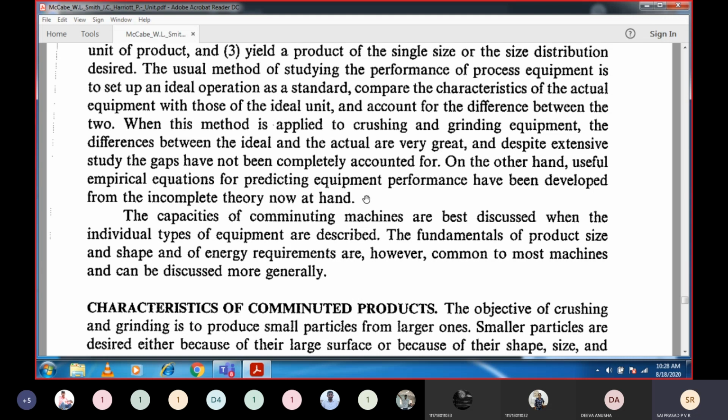What are the empirical studies? Empirical equations are those equations which are deduced by conducting experiments, and based on the graph we frame the equation, y = mx + c. We know it is a straight line. So the first step is to plot a graph, and based on this graph you frame equations, and those equations obtained from experimental studies are called empirical equations. In my subject there are three empirical equations. The first one is Rittinger's law, the second one is Bond's law, and the third one is Kick's law. Okay, so in the next class we continue this.